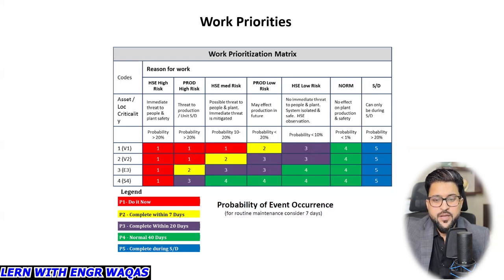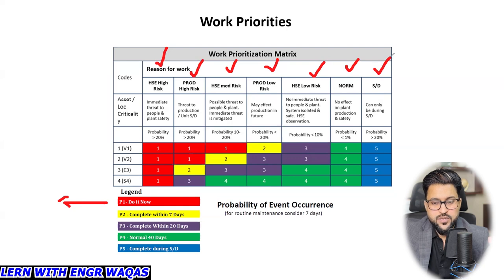So the next slide is a very important thing to understand as well. This is actually the prioritization matrix, probability and impact. You can see that there are different kinds of combinations. Here you can see HSE, high risk; production, high risk; HSE, medium risk; production, low risk. So you can see there are different colors. Probability greater than 10, 20%, then this one, then this one. All the red color things are do it now. You can understand it, right? This is low risk, normal, and this is going to be part of shutdown, right?